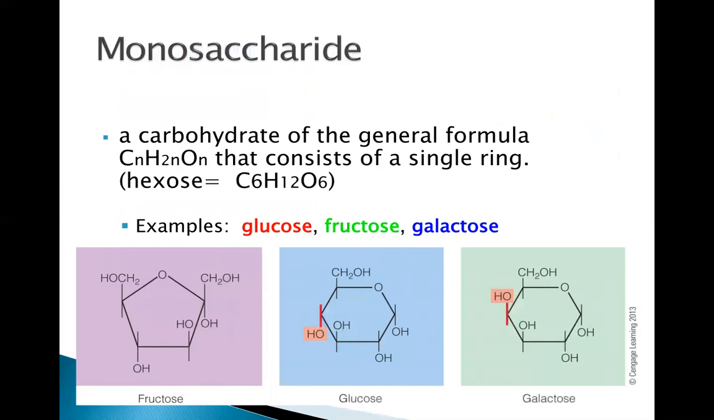You might notice that the only difference between glucose and galactose is where that oxygen and hydrogen group are located around that ring structure. So in glucose, that bond is pointing down, and in galactose, that OH group is pointing up. All of these have the same chemical formula, so they all have 6 carbons, 12 hydrogens, and 6 oxygens. They're just arranged in different orientations.